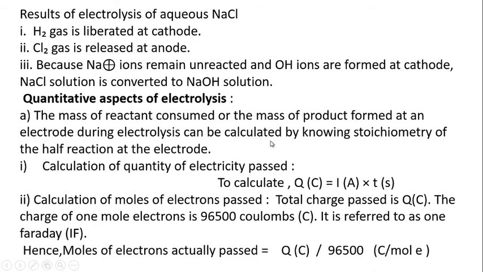first we have to calculate how much quantity of electricity is passed. The quantity of electricity passed can be calculated by a simple equation: Q = I × T, where Q is the quantity of electricity passed in coulomb, I is the electric current, and T is the time in seconds. So Q = IT. From this we can calculate the quantity of electricity passed through the cell.